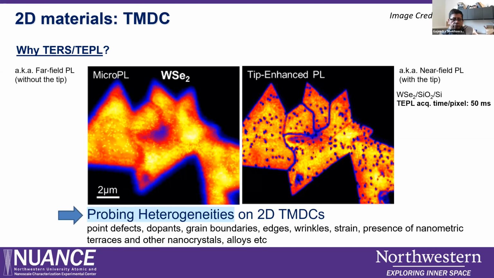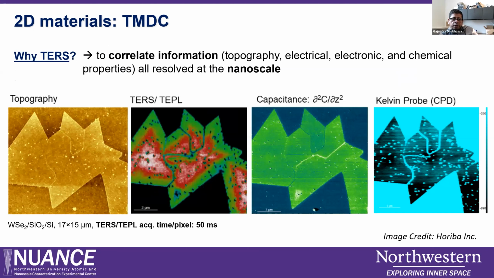And then you can find point defects, grain boundaries, dopants, wrinkles, strain, presence of different materials in alloys. At the same time, this is an example of combined AFM and Raman together. You can see a topography image, the second one is the TERS image mapping, and then capacitance, Kelvin. So remember, you don't need two different types of systems to do these things. You can just do it in one place with high resolution.